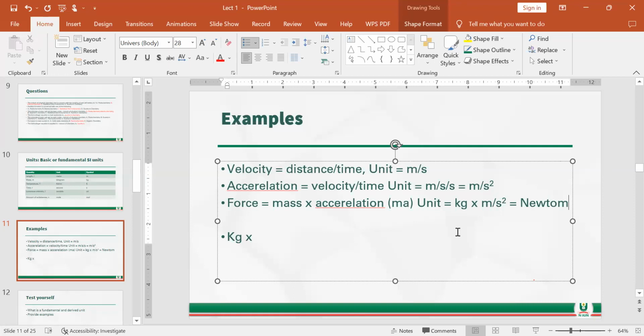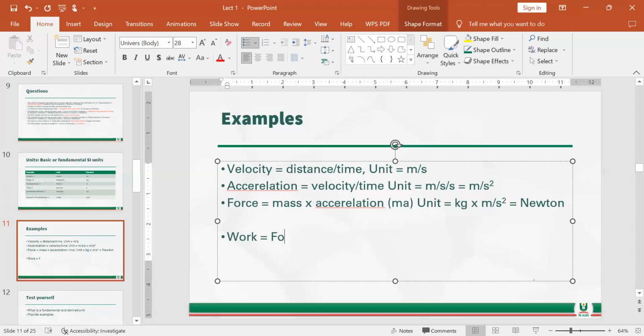That is given a special name called Newton. Now let's look at another fundamental unit: work. We can say work is done. How do you define work? Can somebody define work for me? Force times distance, sir. Force times distance.